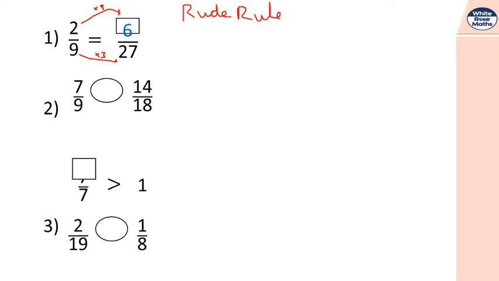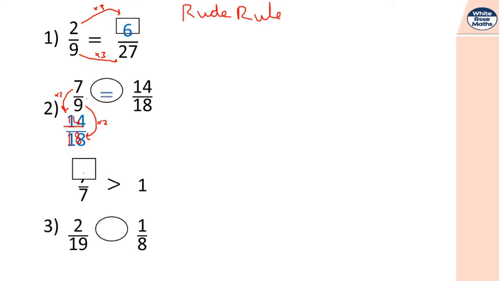Okay, here we're comparing 7 ninths to 14 eighteenths. I want to know which one's bigger, which one's smaller, or if they're equal. So what I'm going to do is multiply this side by 2 to make it into eighteenths. So 9 times 2 is 18. Whatever you do to the bottom, you do to the top. 7 times 2 is 14. So what we're actually comparing are fractions that are worth 14/18 and 14/18. So that is equal.